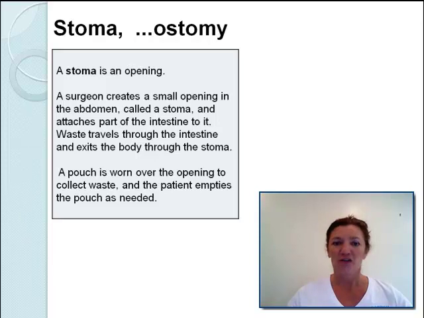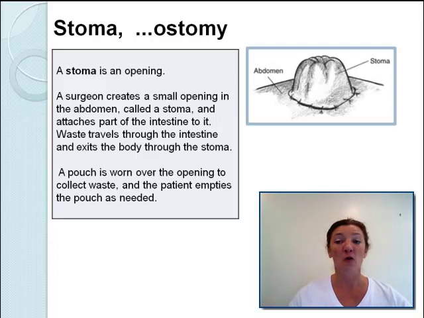A surgeon creates a small opening in the abdomen, called a stoma, and attaches part of the intestine to it. Waste travels through the intestine and exits the body through the stoma. A patient would wear a pouch over the opening to collect the waste products, and the patient would empty the pouch accordingly. Here is a little drawing of what a stoma may look like on the skin surface.